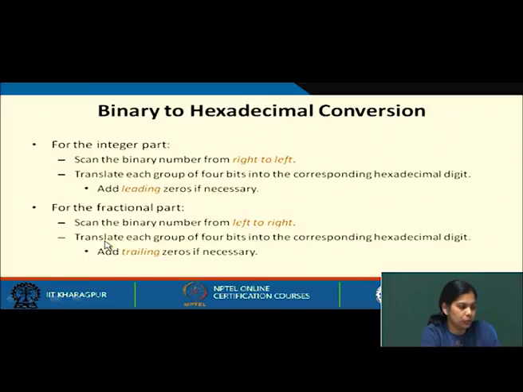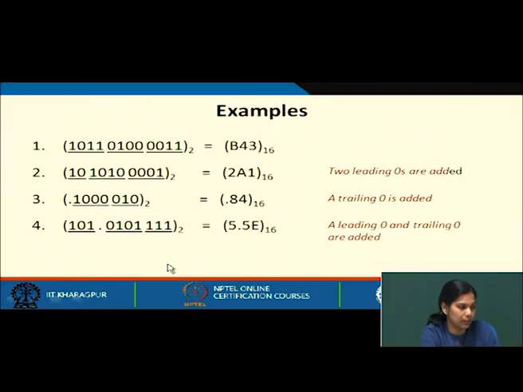And what we do? We translate each group of 4 bits into the corresponding hexadecimal digit that I have already shown you. And for doing so, if it is required, then what we do? We add trailing zeros into it. Let us take some more examples.